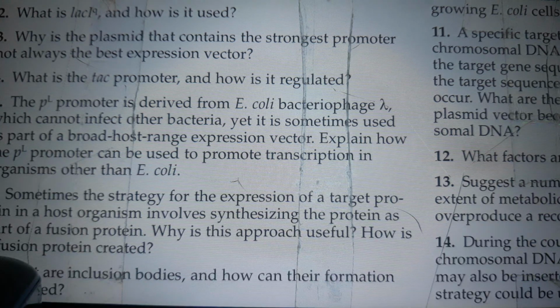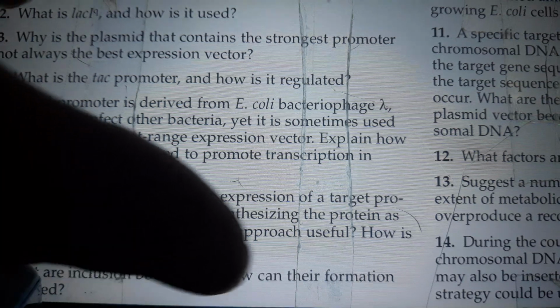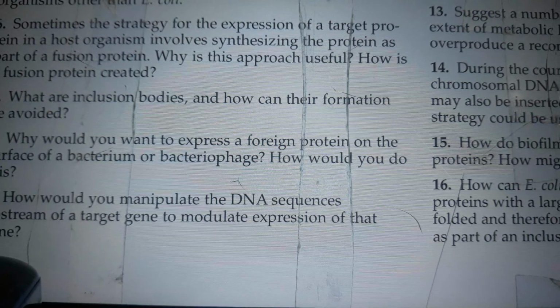The PL promoter is derived from E. coli bacteriophage lambda, which cannot infect other bacteria, yet it is sometimes used as part of a broad host range expression vector. Explain how the PL promoter can be used to promote transcription in organisms other than E. coli. Sometimes the strategy for the expression of a target protein in a host organism involves synthesizing the protein as part of a fusion protein. Why is this approach useful? How is a fusion protein created?